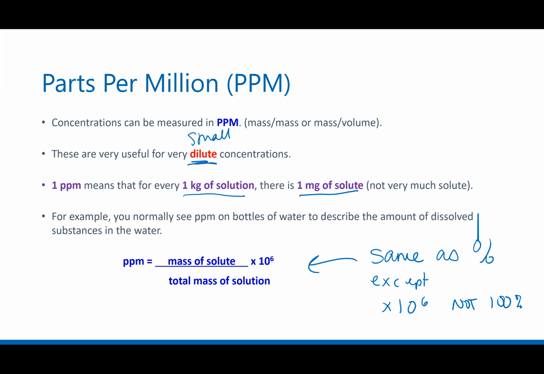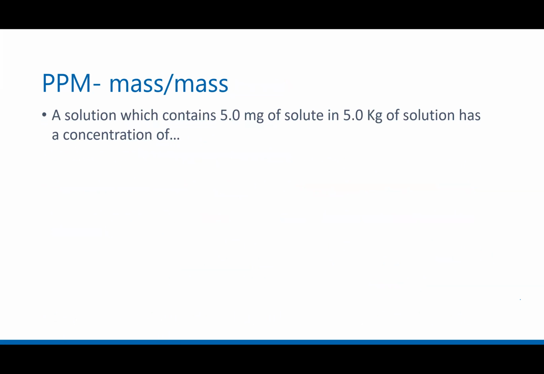Okay, that's the only difference for parts per million compared to percents. So let me show you a problem. This is about as challenging as they get. A solution which contains 5 milligrams of solute in 5 kilograms of solution has a concentration of what? Now, I told you that parts per million is literally defined as milligrams of solute over kilograms of solution. So I know the answer here is 1 parts per million.